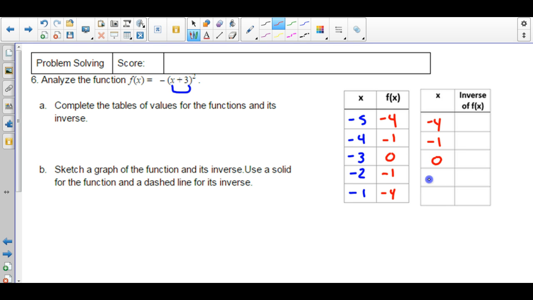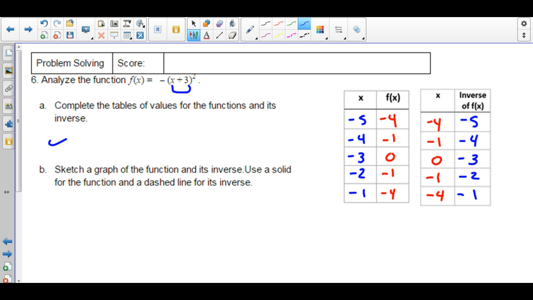Again, anytime you have an inverse function, it is a reflection over the line y equals x, so your x's become your y's and vice versa. Okay, so I have a parabola for my original graph, and it would be a square root function for your other graph. So I completed the table of values, we're done with that.